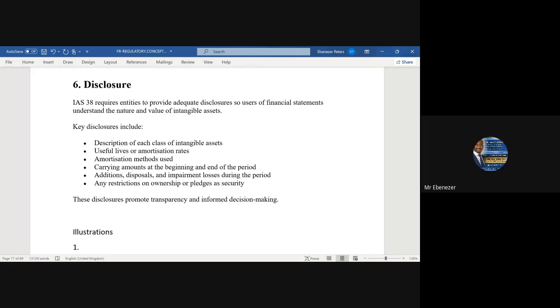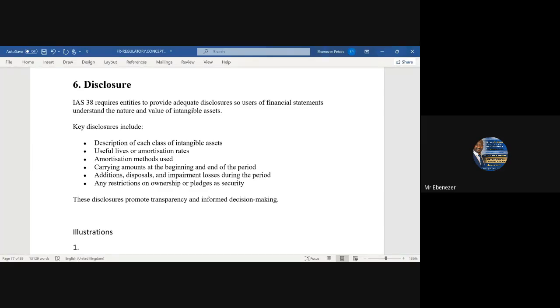What is the definition of depreciation now? Systematic allocation of the cost of an asset over the useful life of the asset. It's the same thing as systematically allocating the cost of the intangible asset over the useful life of the intangible asset. That is the meaning of amortization. So please, the amortization method that is used or the rate that is being used is very important for you to note.